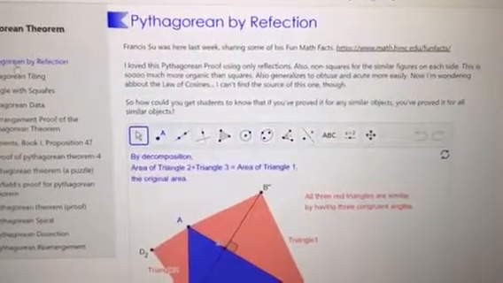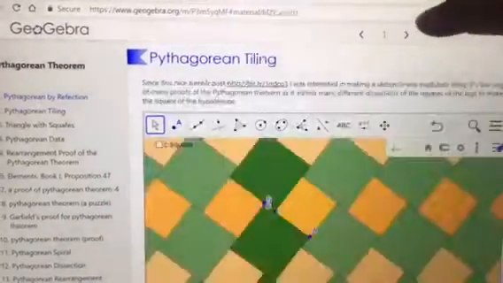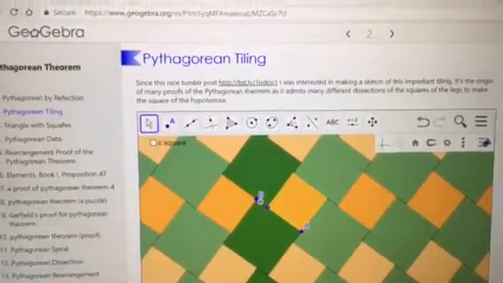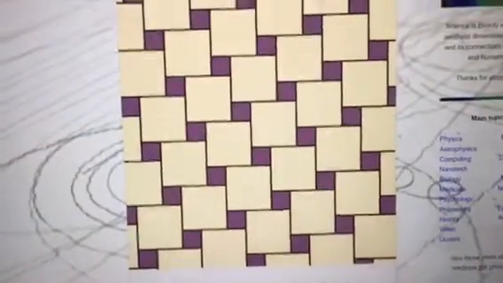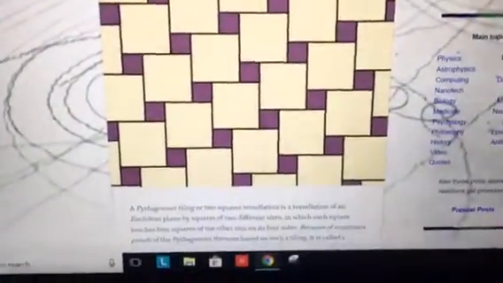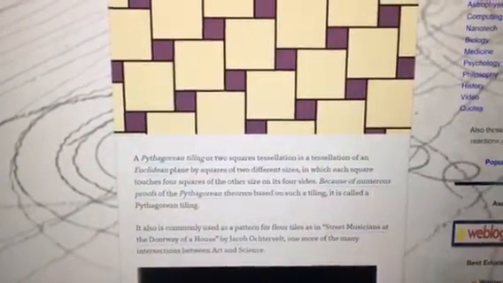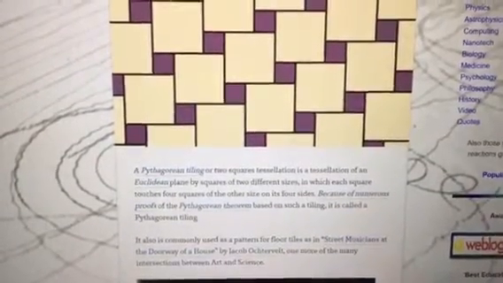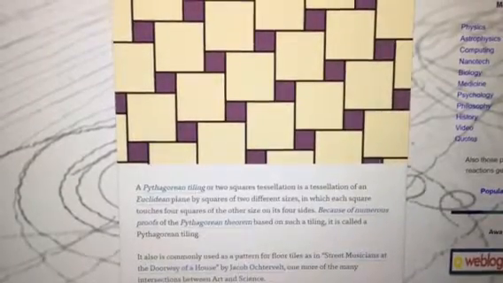Now that we proved that the Pythagorean theorem works by reflection, next we will work on the Pythagorean tiling. And here you see a tessellation. A Pythagorean tiling, or two squares tessellation, is a tessellation of a Euclidean plane by squares of two different sizes, in which each square touches four squares of the other size on its four sides.